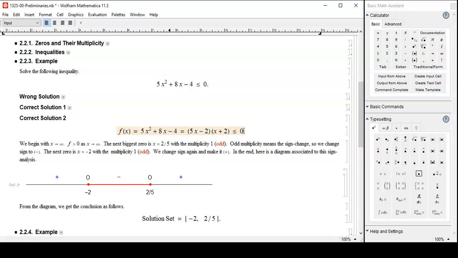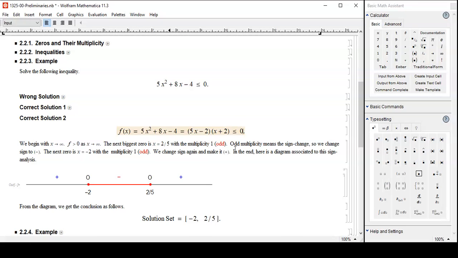And then we have two zeros, x equal to -2 and x equal to 2/5. And then what are the multiplicities? They're both 1. Nothing is here. Nothing is there. So 1 is hidden for both cases. So they're both odd multiplicities.